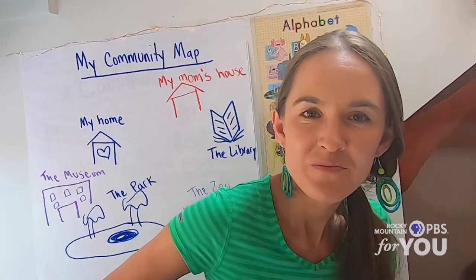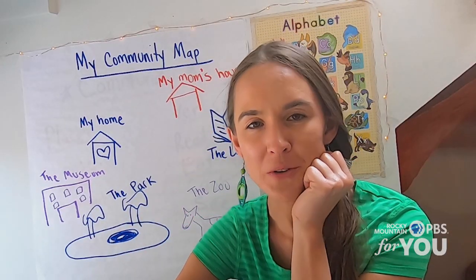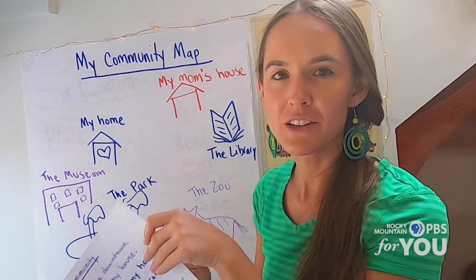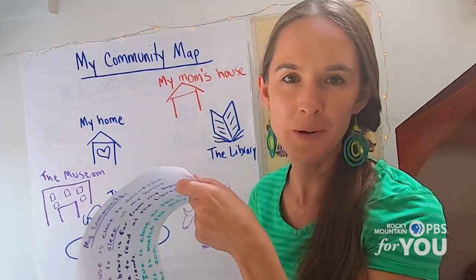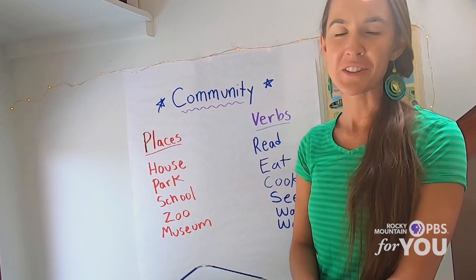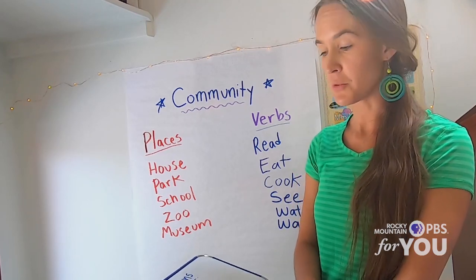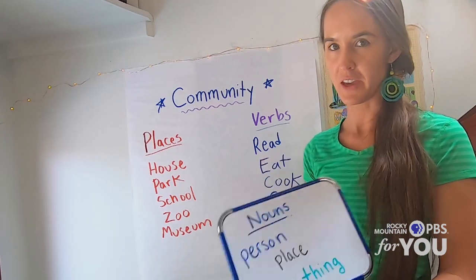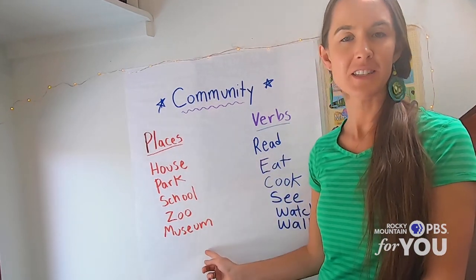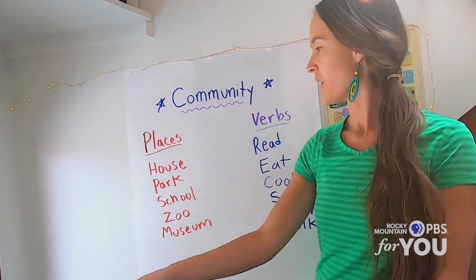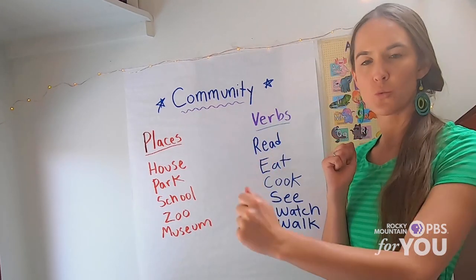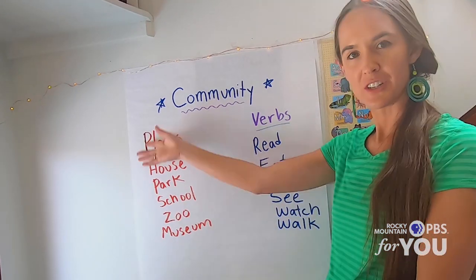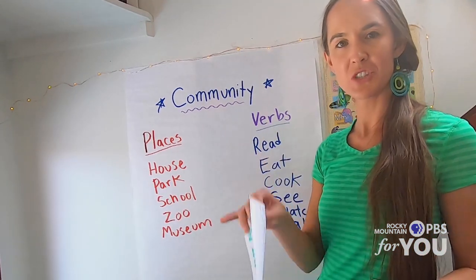Now it's your turn. Get a grown-up to take you around your community so that you can make your own community map and write a little story to tell other people about it. Great job today, learners. Just to review, today we used nouns, person, place, and thing, to talk about the places and the people in our community. We also used verbs, which are action words, to talk about what we do in our communities. We made a community map and told a community story.